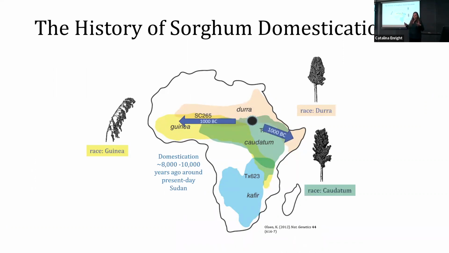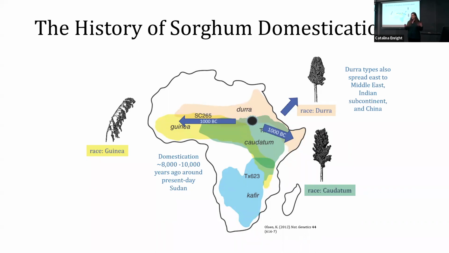After that, it starts spreading east and west. During this time, we started to get the different races of sorghum. They take on phenotypically distinct traits. You can see here where there's more humidity, you have these open panicles. Here, where it's drier, you get very tight panicles with lots of seeds. There's also a lot going on with how they adapt to the climate and soils in these regions as well.